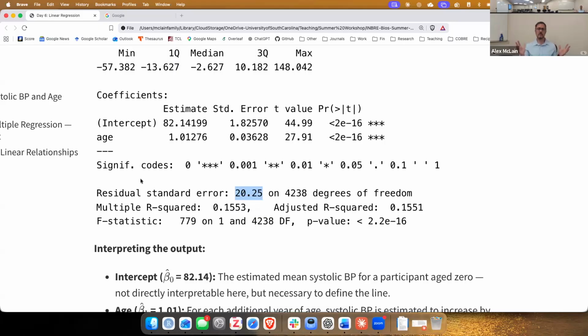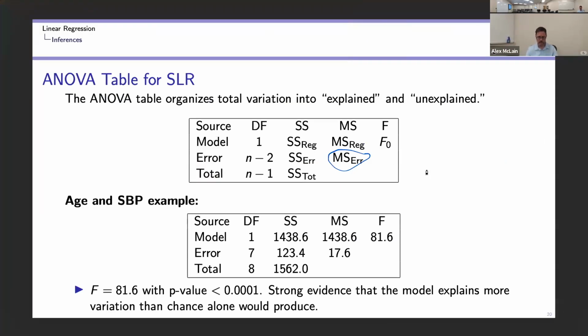So that tells us that for any particular estimate of the regression line, about 68% of people are going to be within 20 units of that estimate, and about 95% of people are going to be within 40. 68% of people will be within 20, 95% of people will be within 40 units of that particular regression line. So that's something that comes out of our ANOVA table.